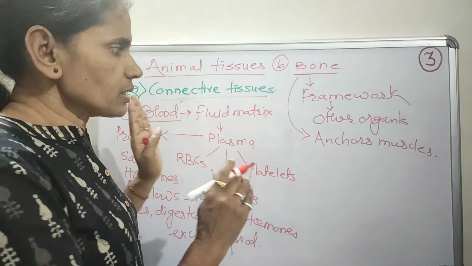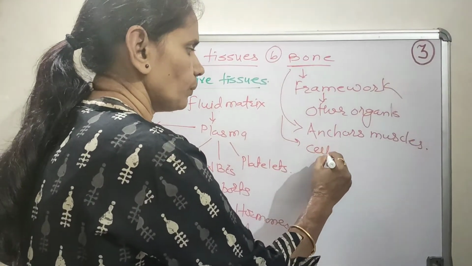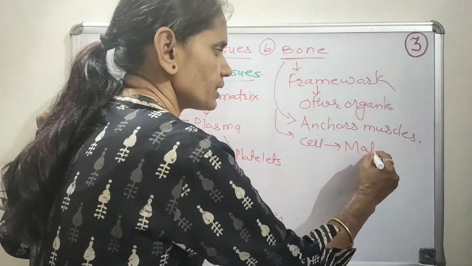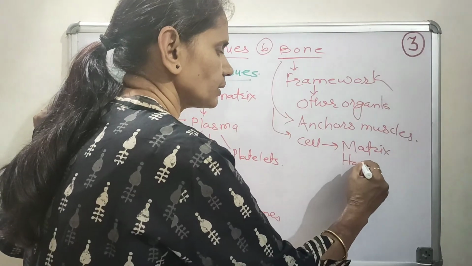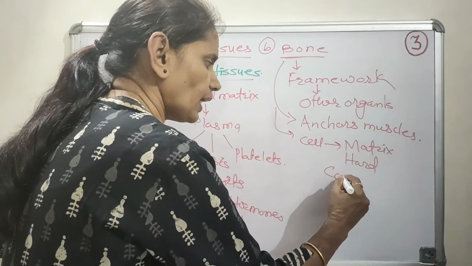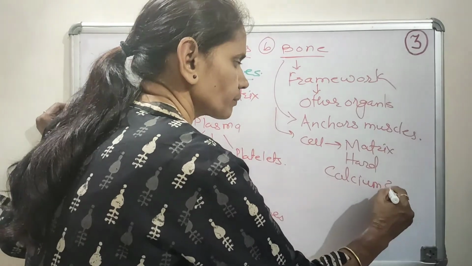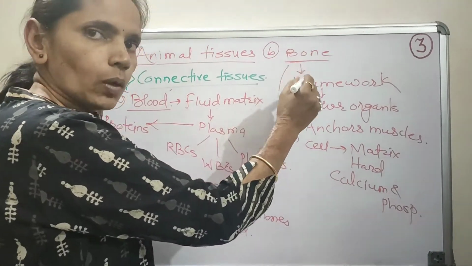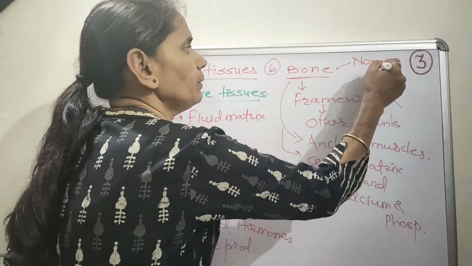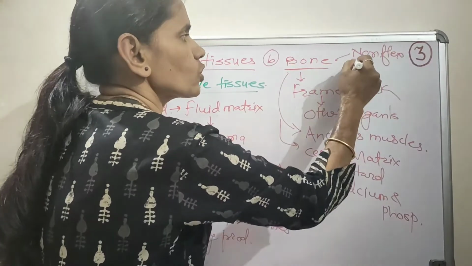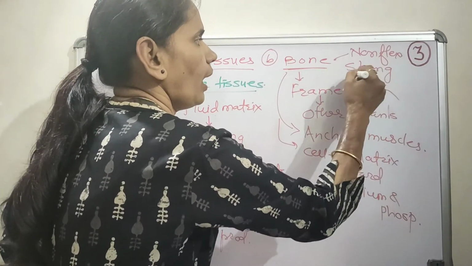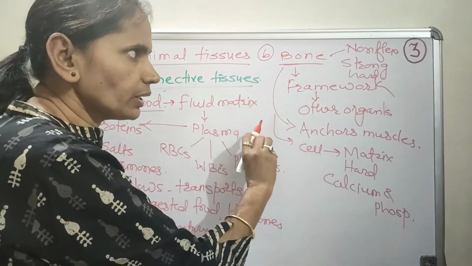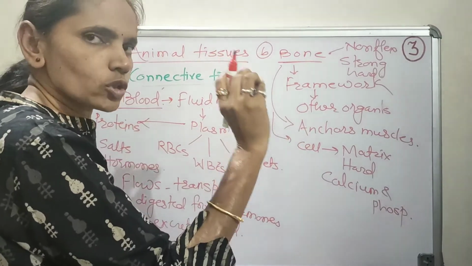Now bone consists of cells. So the bone cells are embedded in the matrix. Now this matrix is a hard matrix. It is made up of calcium and phosphorus compounds. So the bone is a non-flexible, strong, hard tissue. So overall, bone is another type of connective tissue. It is non-flexible, hard, strong tissue.